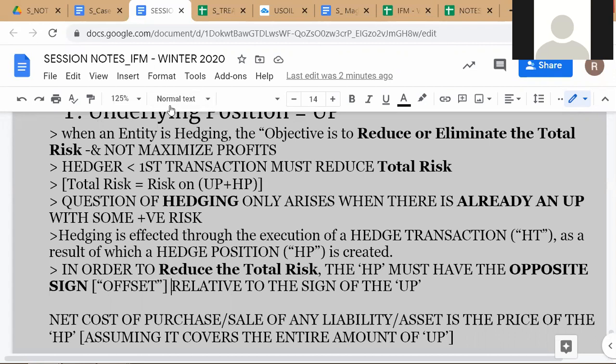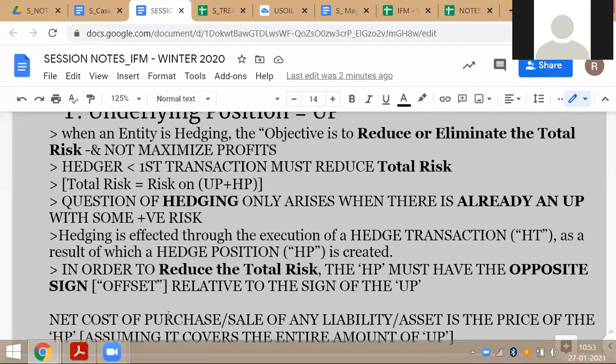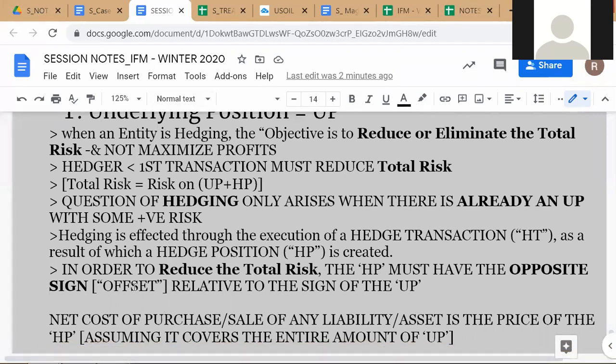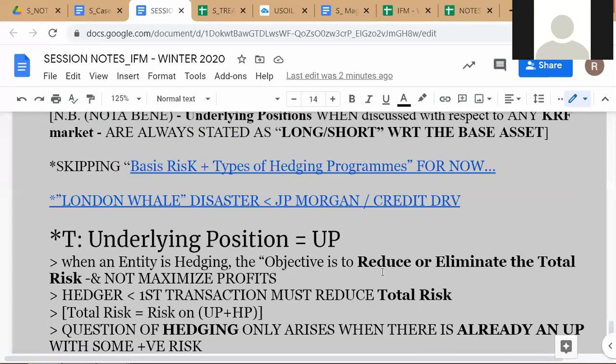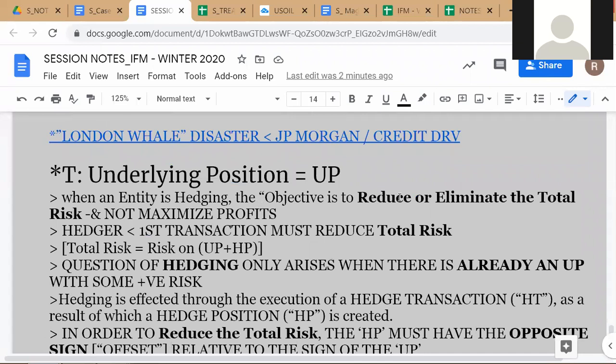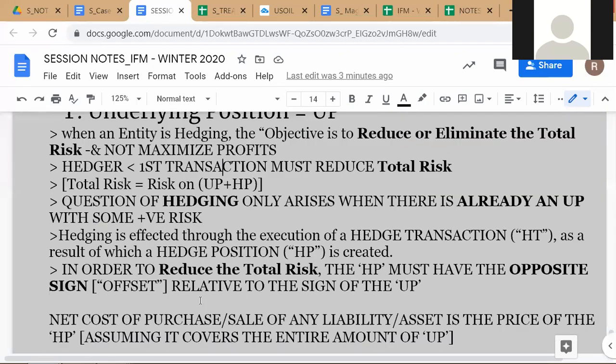Okay, that's why maybe it's not easy to understand. Once you understand this whole scheme, then you can understand the statement that the goal of... that's why the hedge position has to be an offsetting position. The sign of the HP must be opposite to the sign of the UP. Only then will the total risk go down, and you can connect it all the way to the objective of hedging. A very important point, because as you can see, even in well-known textbooks, they have failed to mention it, failed to understand it actually.